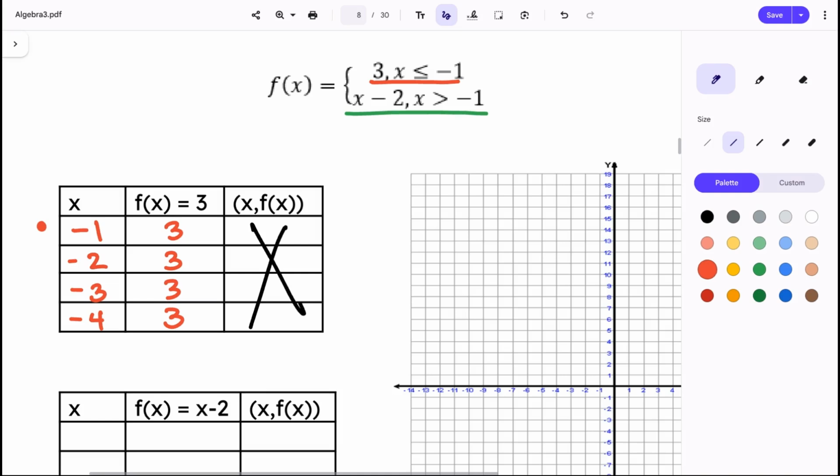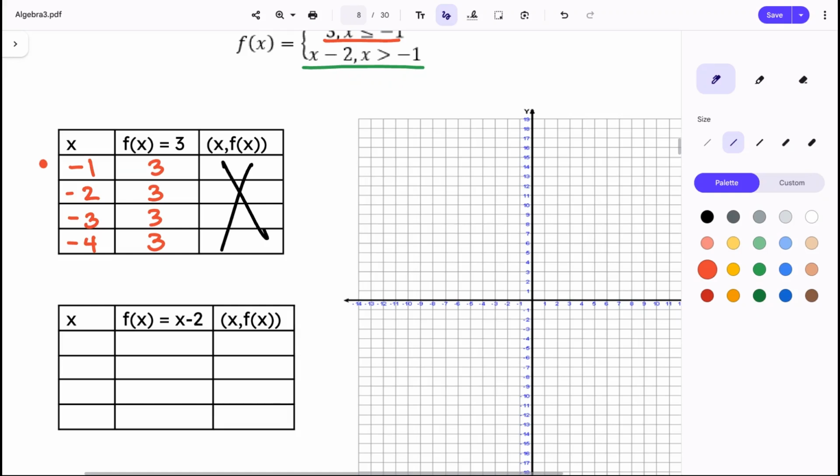So I'm going to come over here to my graph. We're going to go to negative 1, 3, and there's going to be a closed circle. So I always make that first point a little bit bigger than the rest of them. And then the next point is at negative 2, 3, negative 3, 3, negative 4, 3. You guys should hopefully see that it's a flat line going to the left. So you're going to start at that closed circle and you're going to draw your line going to the left.